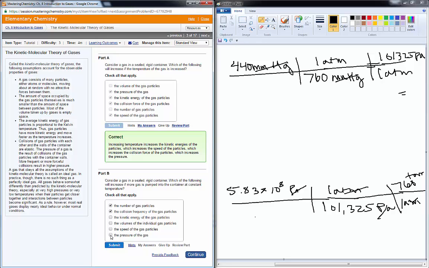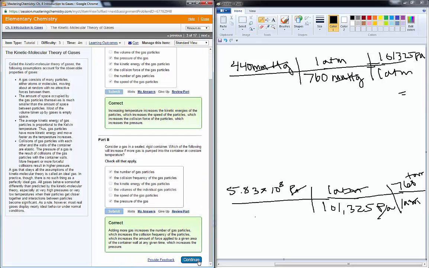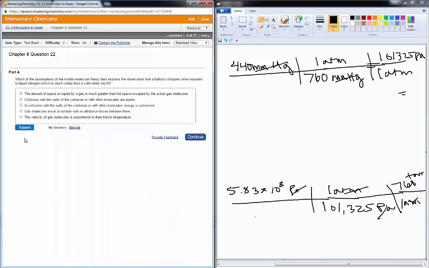And finally, we can guess that the pressure of the gas will change because, again, pressure is collisions, and the collision frequency is going to increase as I increase the concentration of the gas. So that's that particular problem. You can expect a problem like that on the test.